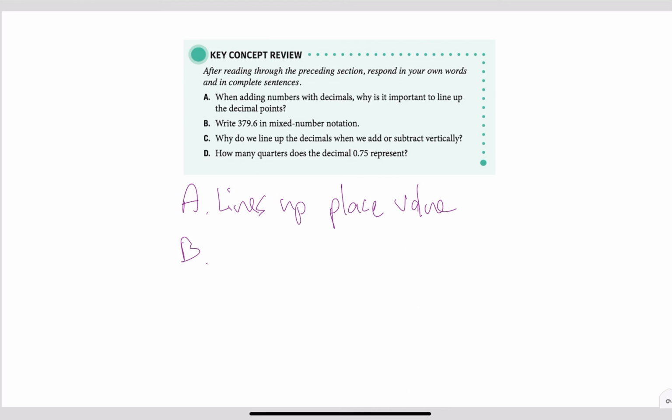All right, B, write 379 and 6/10 in mixed number notation. So I think they want us to write it like this: 379 and 6/10. And of course, if I wanted to, I could reduce it. 379 and 6/10 reduces to, that's right, 3/5. So that's another mixed number version of that same decimal. And of course, this one is with tenths, and this one is in its reduced lowest form.